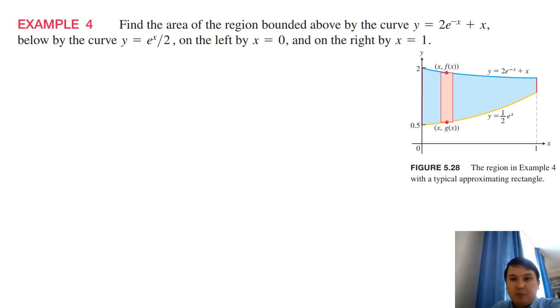All right, so we'd like to find an area bounded above by 2e to the minus x plus x and below by e to the x over 2. So somehow we are already given the hint that this function is bigger than that function, so you don't have to try to find which one is bigger. And on the left x = 0, on the right x = 1. So here's the picture. Whenever possible, you need to try to sketch the picture because it will give you an idea how you should proceed, right?